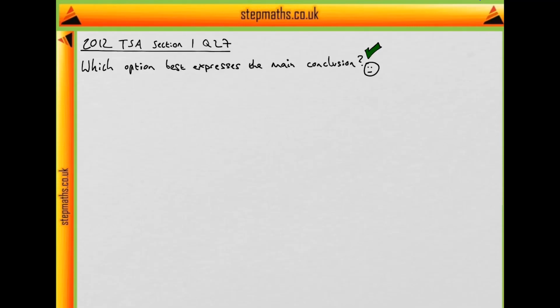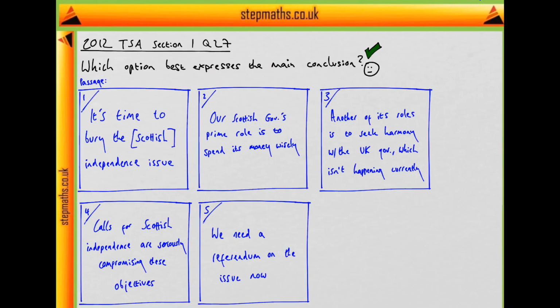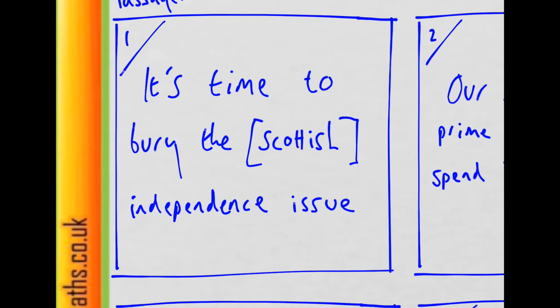This video is on question 27 of the 2012 TSA paper, and here we're asked which option best expresses the main conclusion of the argument. And here is the passage that we're given. So we're first told that it's time to bury the independence issue, and the rest of the passage makes clear that the author is talking about Scottish independence.